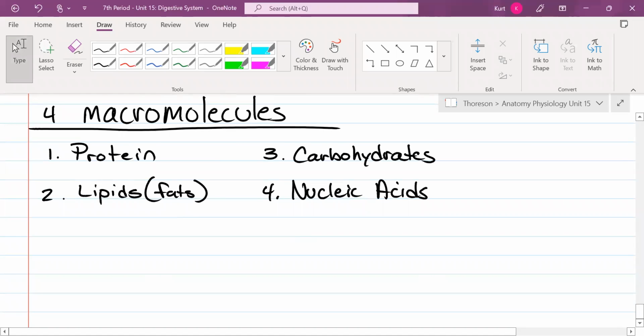When you eat, typically when you eat meat, nuts, some veggies, you get protein. When you have milk and cheese and red meat, butter, you eat fat, you eat lipids. When you have bread and fruits and vegetables and sugar, those are carbs. And also, nucleic acids are DNA.